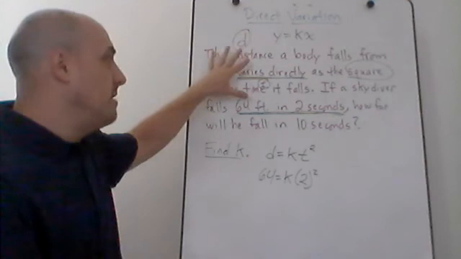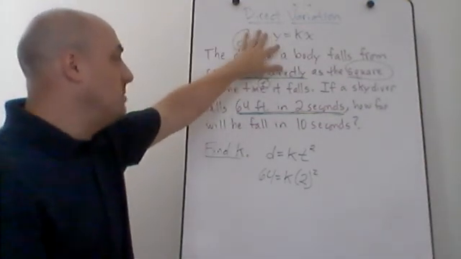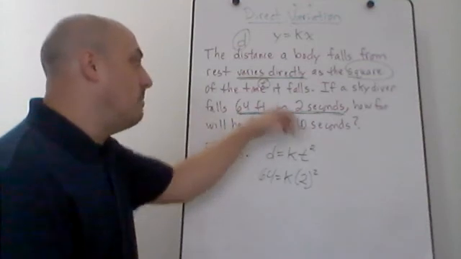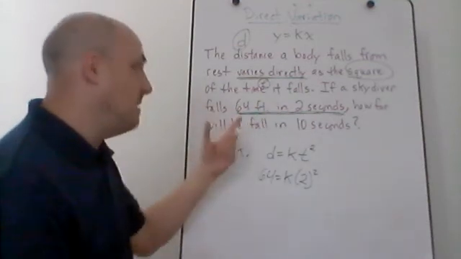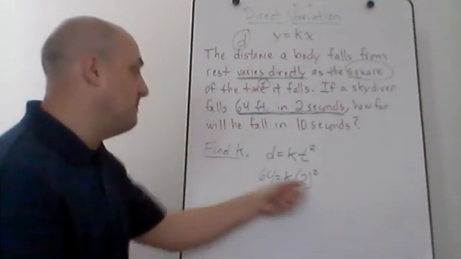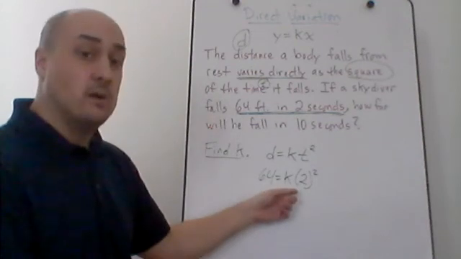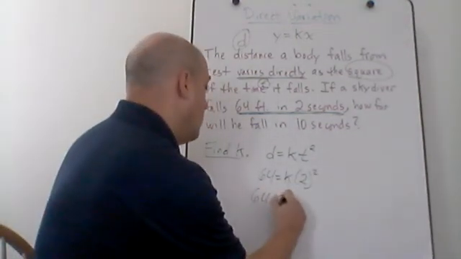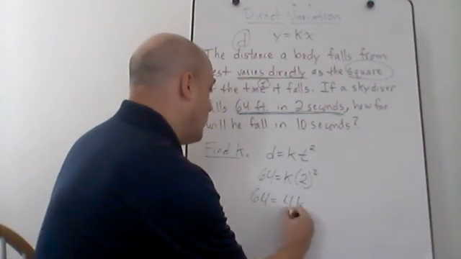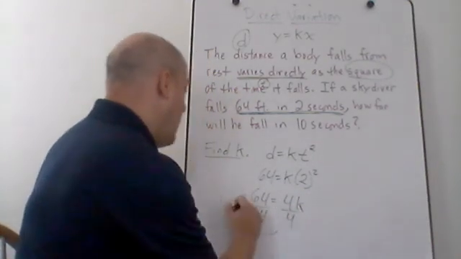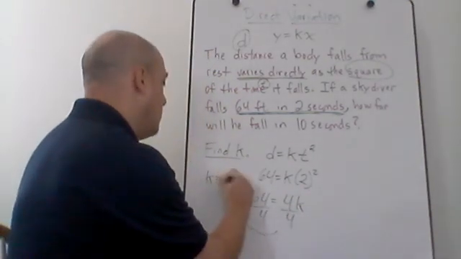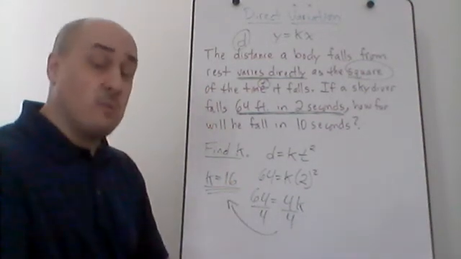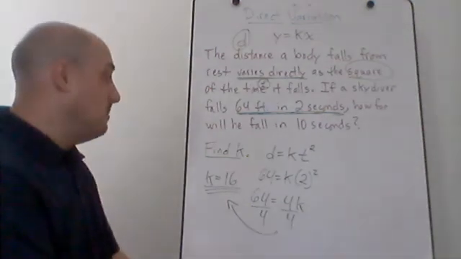Right? So once we read the problem, we figure out what type of variation we have, we set up the basics of what our equation is going to look like, then we plug in the numbers for what they give us. 64 feet in 2 seconds, I plug those numbers in for d and t, and now I solve for k. All right, so I have to do 2 squared, which is 4. So 64 equals 4 times k, and then I divide both sides by 4, and that's going to give me that k is equal to 16. So I solve for my constant of proportionality, k is equal to 16.